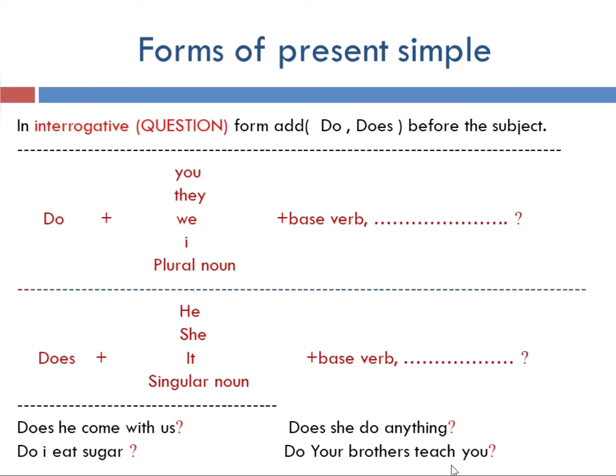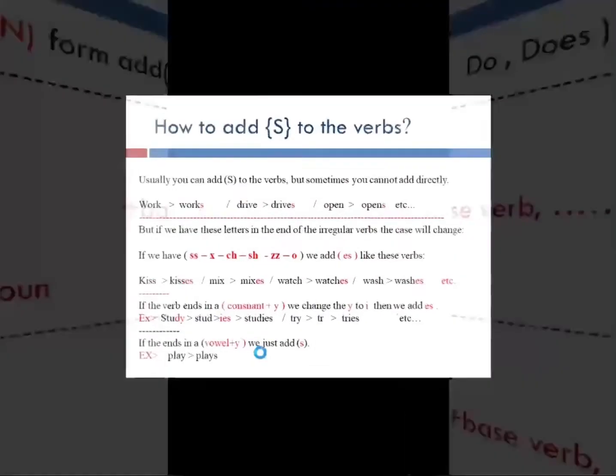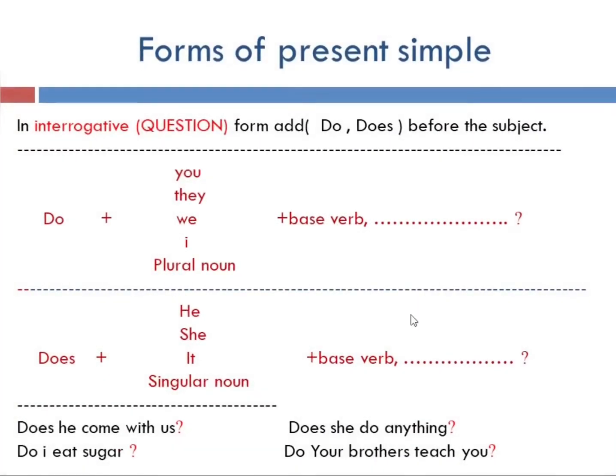Do your brothers teach you? Why "do"? Because we have "your brothers." And if, for example, we remove this s and you say "your brother," it would be singular. So then we will not say "do your brother." We will say "does your brother," like this one. Be careful about singular or plural nouns in the exams and in your daily speaking.